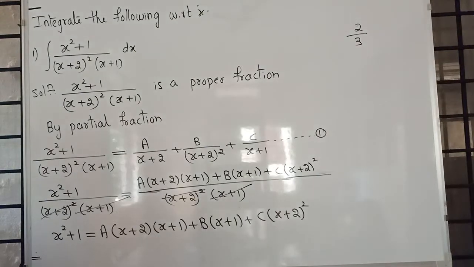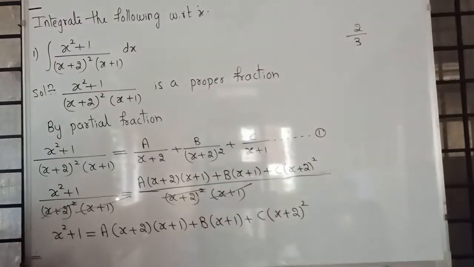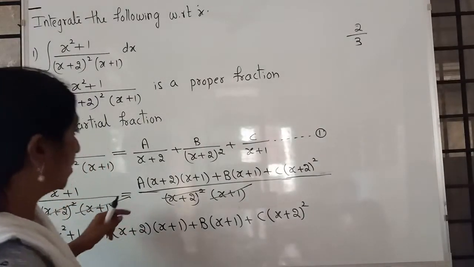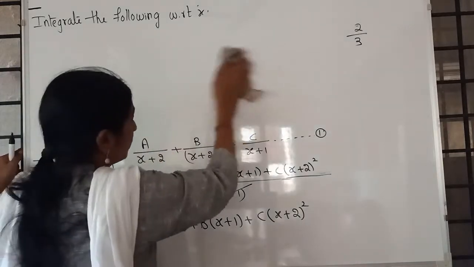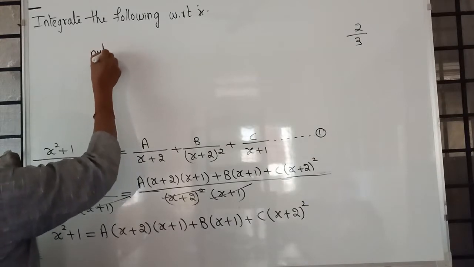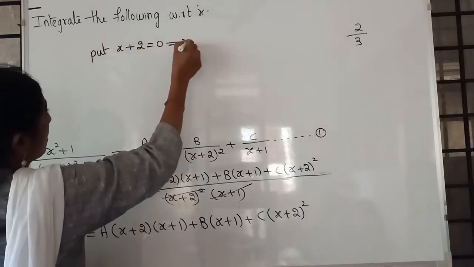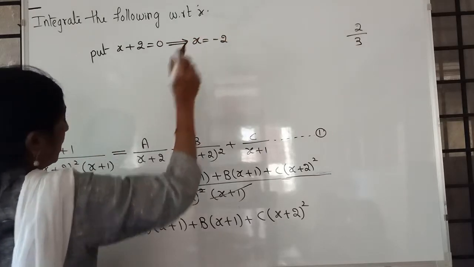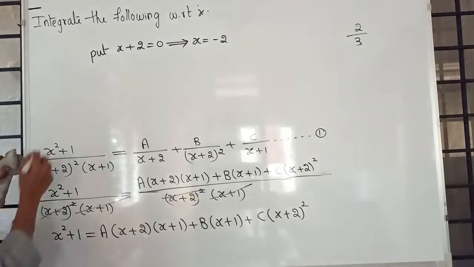And as you know from the last method, select the linear terms from the right side. Every time, one selection. We have only two different terms. So only two different terms means first select x plus 2. Put x plus 2 is equal to 0, which implies x is equal to minus 2, because we have only two different linear expressions on the right side.